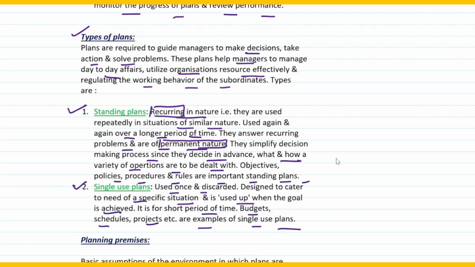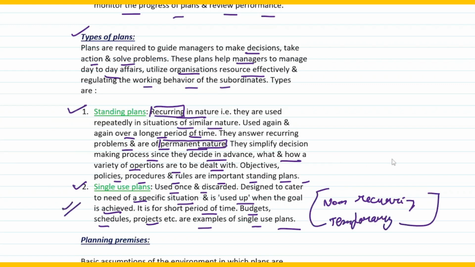So standing plans, when you talk about the objectives, policies, procedures and rules, are something which you have got to use uniformly and on a regular basis. Hence that is a standing plan. But single use plans, the examples can be schedules, projects, budgets, etc. because they can be used only once and then are discarded. So please remember that single use plans are non-recurring. And the first one was permanent, hence this is temporary in nature. So these are the two features of single use plans, right?